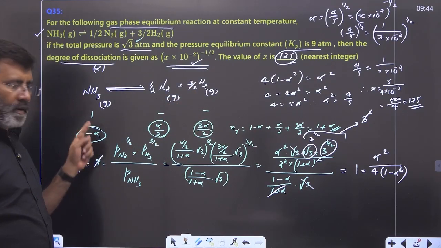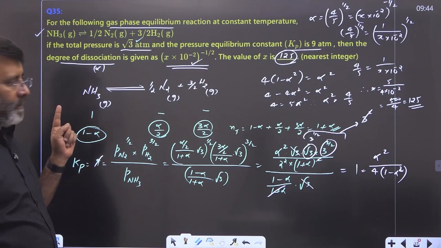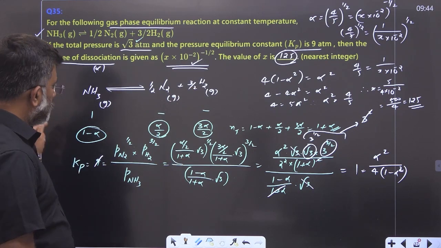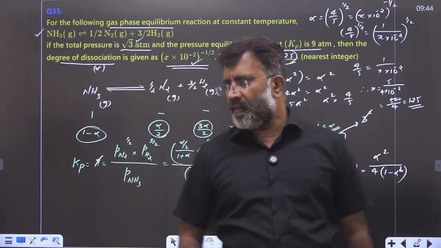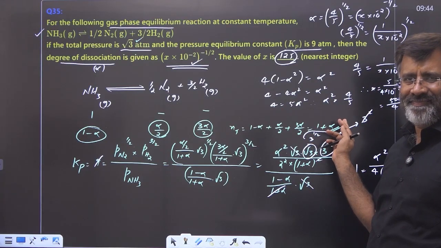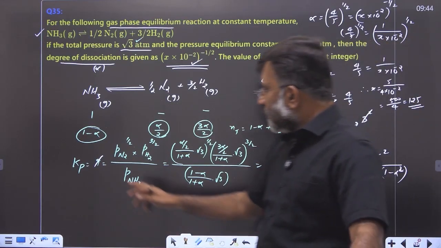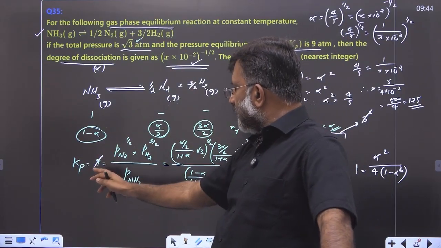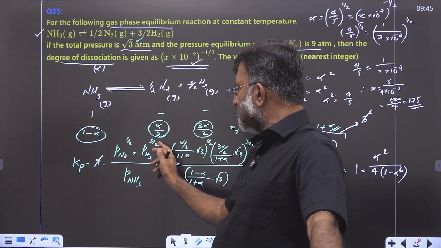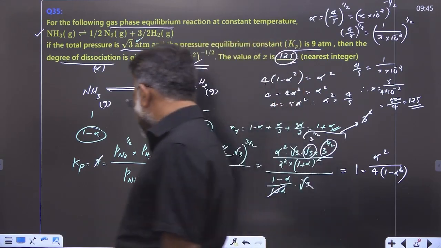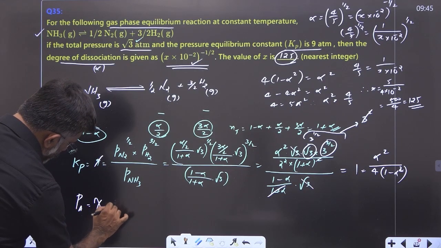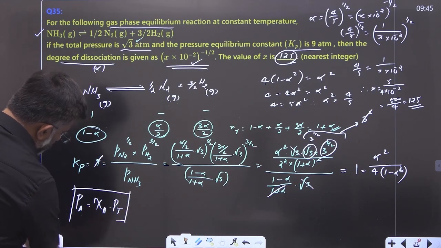So, ammonia quantity at equilibrium 1 minus alpha, nitrogen quantity alpha by 2, hydrogen quantity 3 alpha by 2. So, total number of moles will be 1 minus alpha plus alpha by 2 plus 3 alpha by 2, 1 plus alpha എന്ന് കിട്ടും. Right? Now, Kp given 9 equal to partial pressure of nitrogen raised to half into partial pressure of hydrogen raised to 3 by 2 by partial pressure of ammonia. Everybody remember, partial pressure of a gas equal to mole fraction of that gas into total pressure.